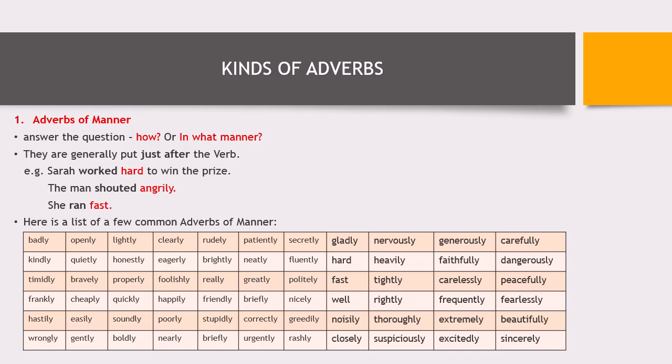Kinds of adverbs. 1. Adverbs of manner. Answer the question, how or in what manner. They are generally put just after the verb. For example, Sarah worked hard to win the prize. How? Hard. The man shouted angrily. How? Angrily. She ran fast. How? Fast. A few common adverbs of manner are given in the table.